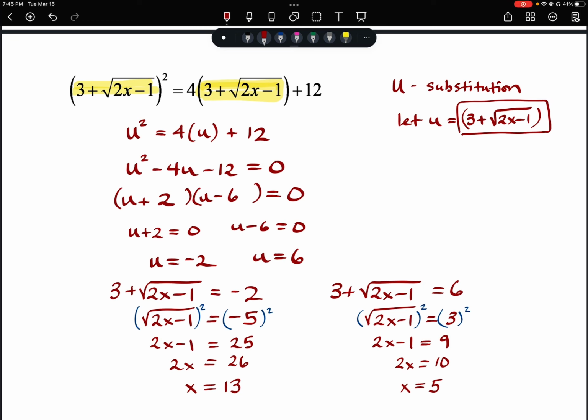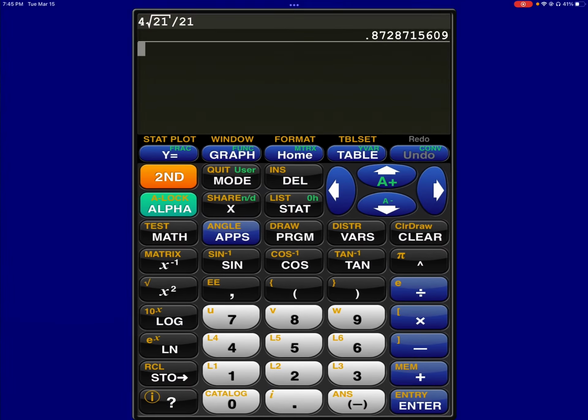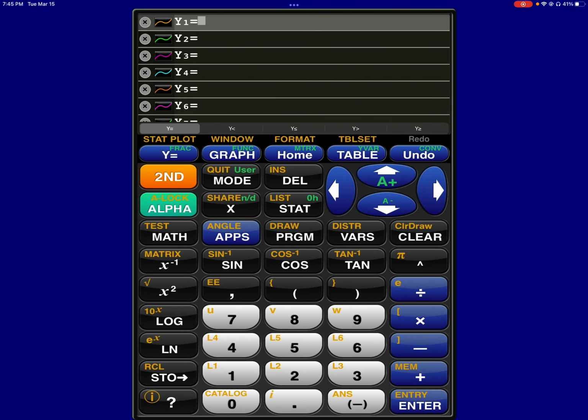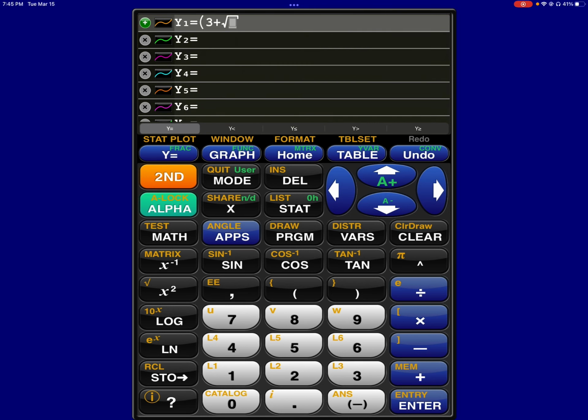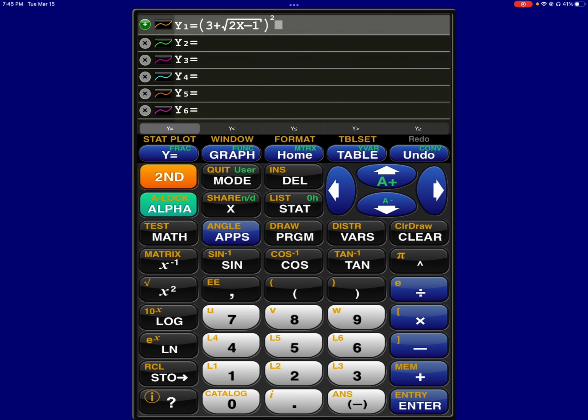So when I double check this one, I'm going to move everything over to the same side when I type it in on the calculator. I think it's easier just to look at the x-axis. So we'll go in here and we'll say quantity of 3 plus the square root of 2x minus 1, close it, square it, and then we would subtract 4 times the quantity 3 plus the square root of 2x minus 1. And then we'll close that, and then we will subtract 12, because we've moved it all over.